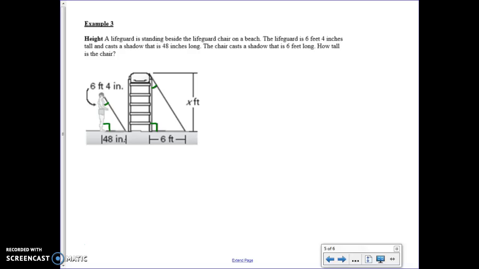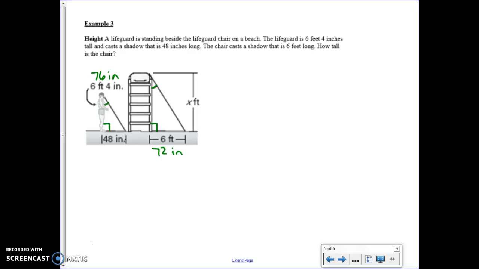But the issue I also see is that we're not working in the same units here. I think it's probably easier to move everything over to inches since we have 48 inches here. So 6 feet. I know that there are 12 inches in 1 foot, so 12 times 6 would make this 72 inches. And then 6'4", well, if 6 feet is 72 inches, 4 inches more would make this 76 inches.